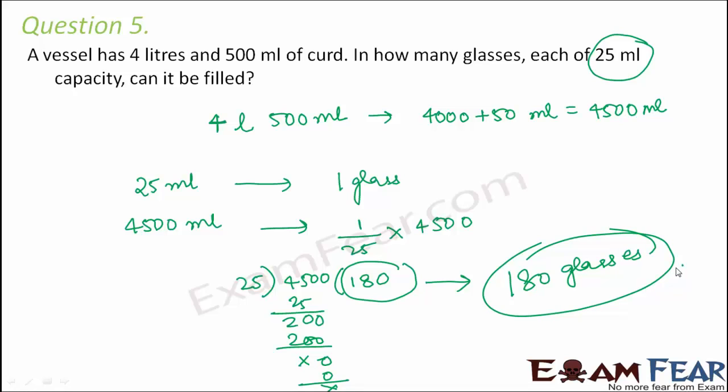So with these problems, we see that bigger numbers or bigger units are used in our day-to-day life, and that is why we are talking about handling larger numbers. That is why we are learning how to represent larger numbers, how to name them, how to do various operations on larger numbers. I hope you found this video useful.